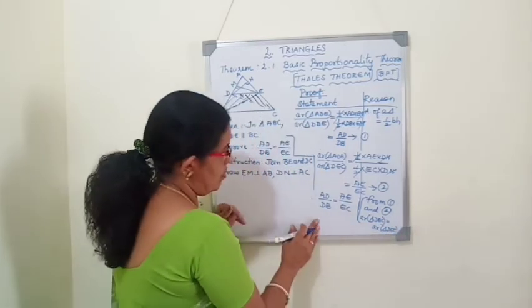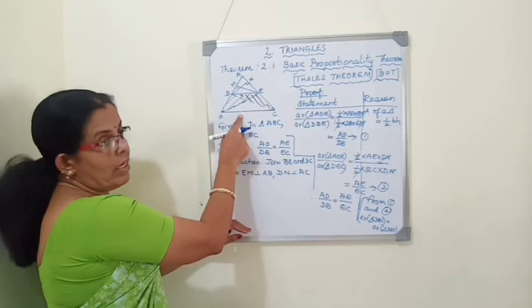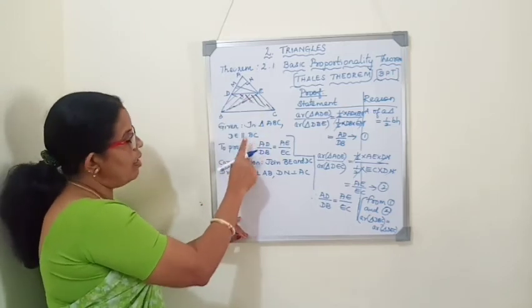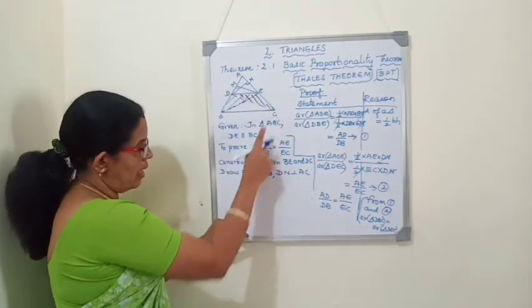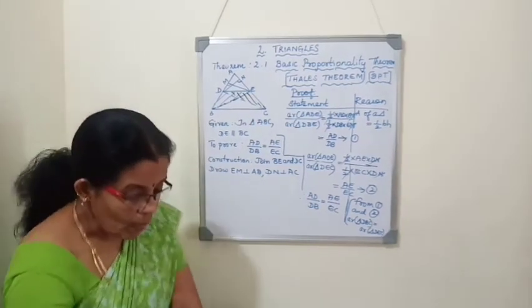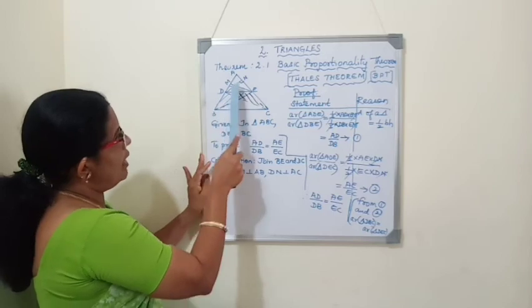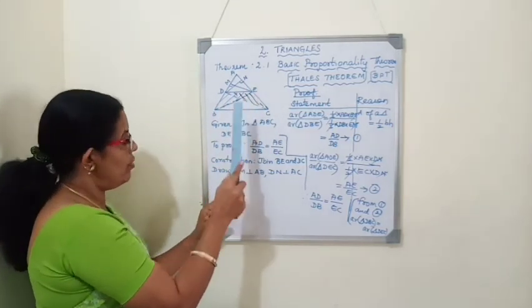So, theorem complete. Now, once again I will repeat. In triangle ABC, DE is parallel to BC, that is given. We want to prove that AD by DB equals AE by EC. Construction: join DC and BE. Then draw EM perpendicular to AB, DN perpendicular to AC. You can change the letters, any triangle you can write and do it.